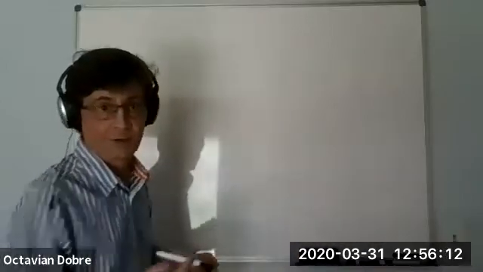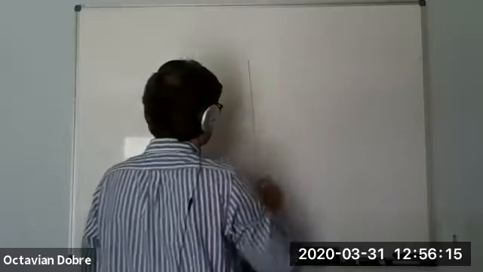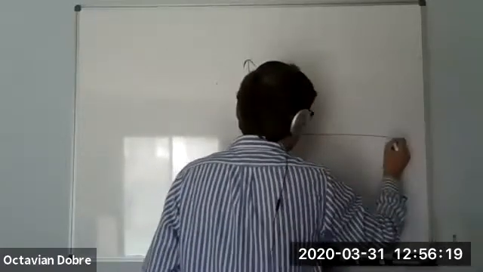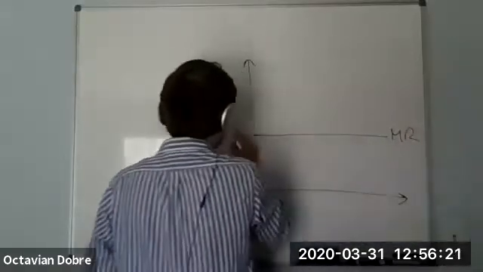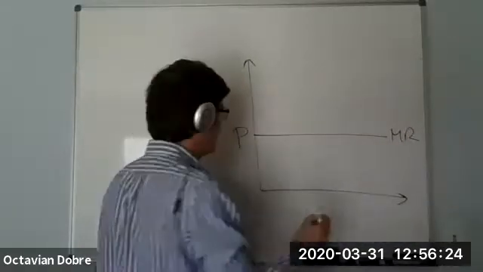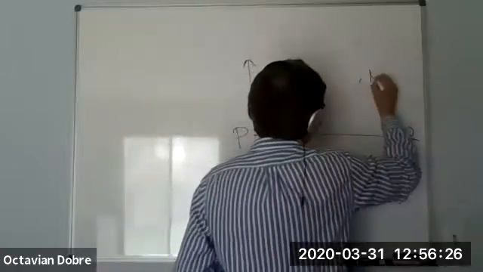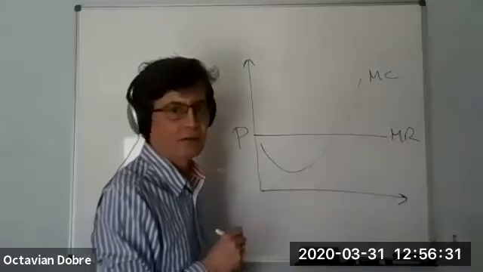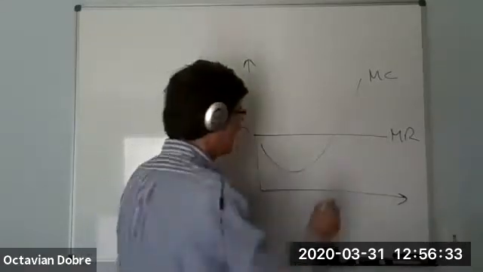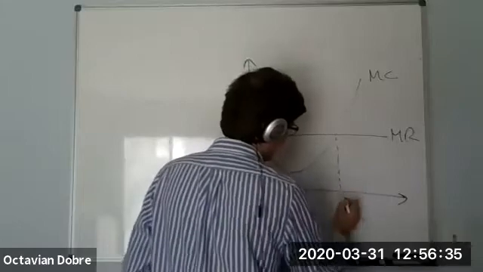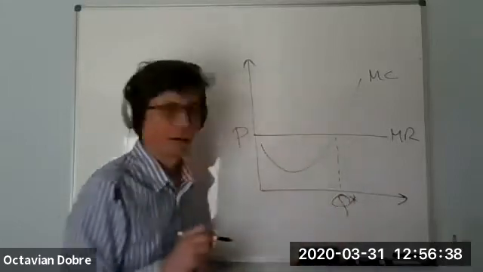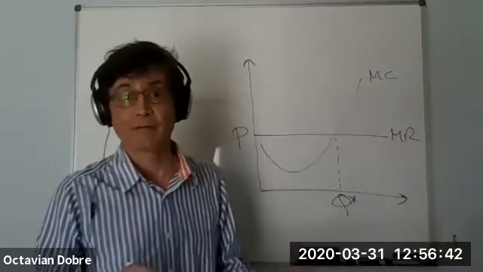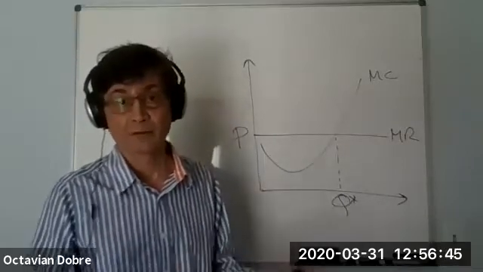Let's do another situation. Price, which is the same as marginal revenue. Marginal cost. The profit maximizing firm is going to produce at MC equals MR. So we found our Q star. To see whether we're making a positive profit or a negative profit or what's going on, we need the average total cost curve.